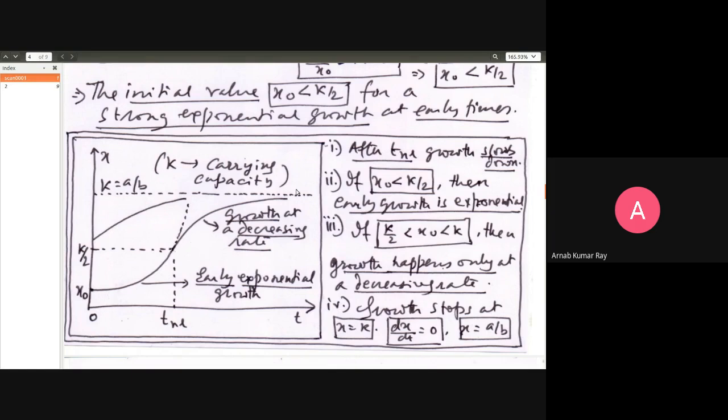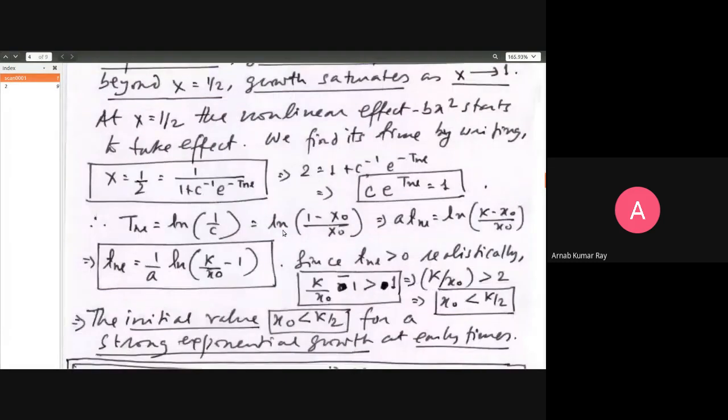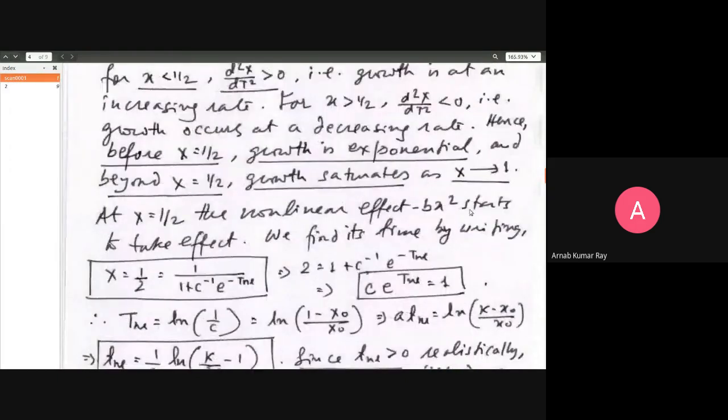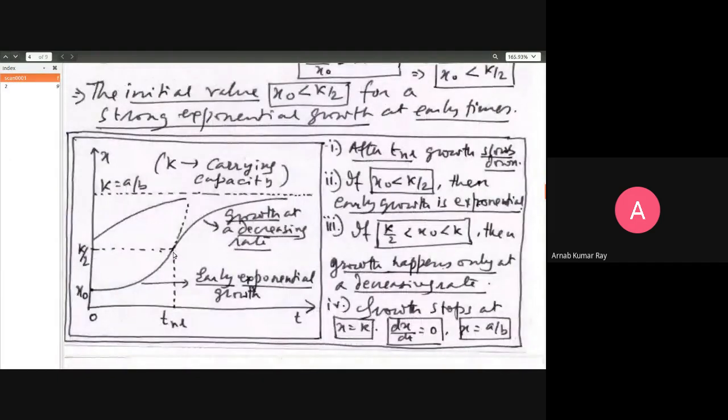Had the nonlinear term minus bx squared not been there, then this exponential growth would have traced this dotted curve and kept going on forever to higher and ever higher values. However, minus bx squared applies a brake on the growth. As a result, at this point where you have the nonlinear time scale, because minus bx squared is the nonlinear term, a transition to a slow saturation behavior takes place.